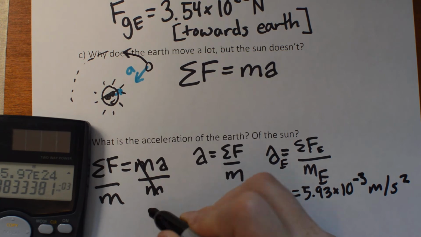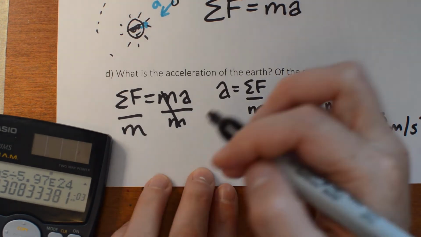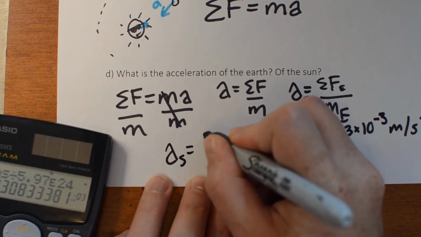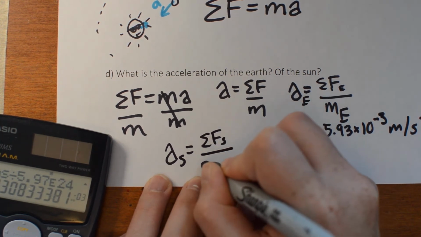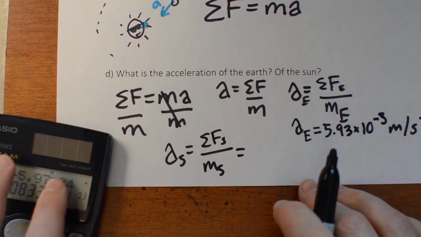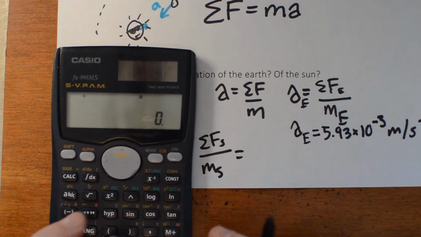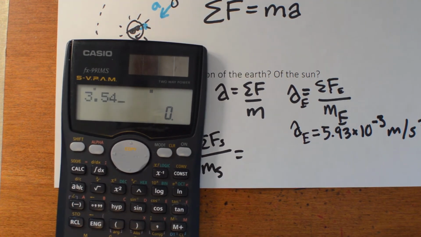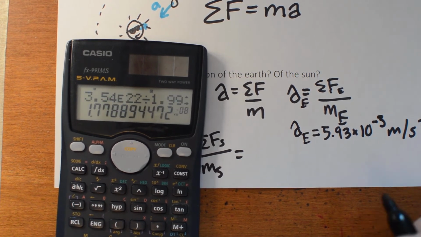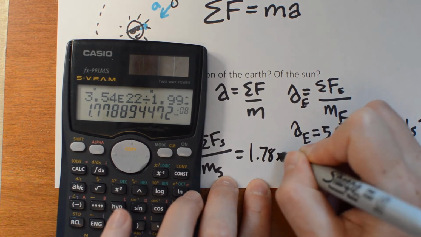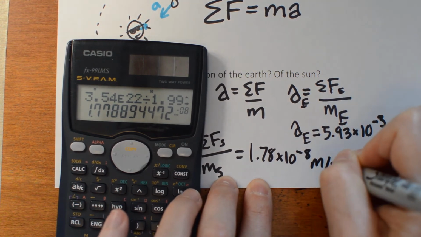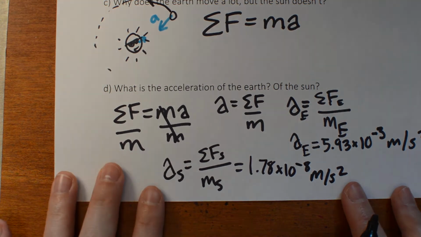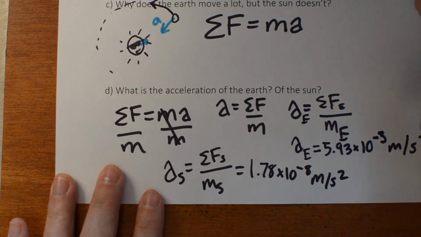If I do this for the sun, the acceleration of the sun is going to be the net force on the sun divided by the mass of the sun. It's going to be a much bigger number on the bottom here, which is going to make a much smaller acceleration. So 3.54 times 10 to the 22 divided by 1.99 times 10 to the 30 gives me 1.78 times 10 to the negative 8 meters per second squared. So it's a super tiny acceleration, which is why the Earth moves a lot and the sun doesn't really move much at all. Right, so that's it for our sort of Newtonian picture of gravity.